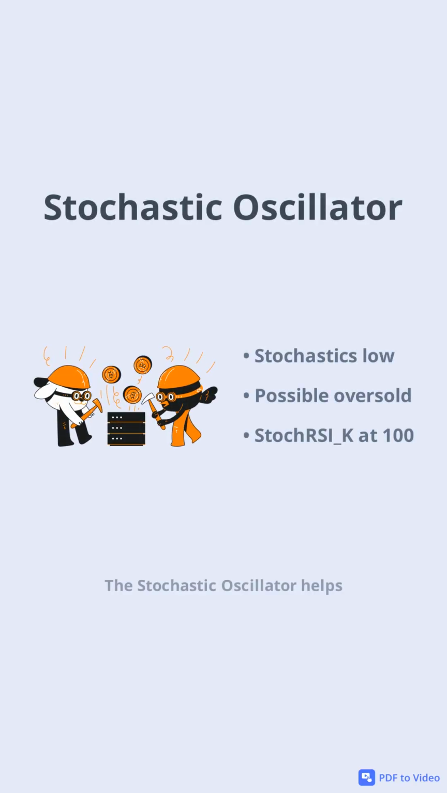The stochastic oscillator helps identify potential reversal points. SPCE's stock K14 is at 24.85 and stock D14 at 17.71, both in the lower range, which can indicate the stock is nearing oversold territory. However, the stock RSI K is at 100, suggesting a recent sharp move. This mixed signal means traders should be cautious, as the stock could be primed for a bounce or further decline depending on upcoming volume and price action.